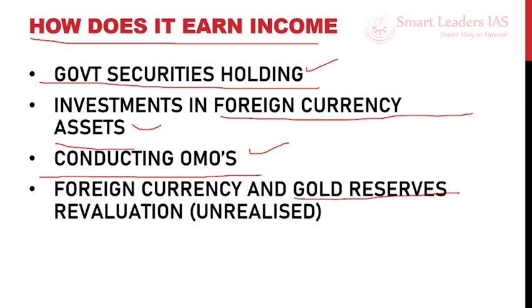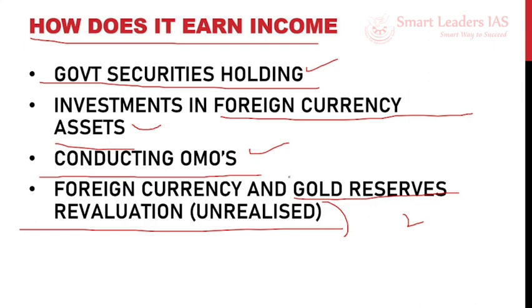Foreign currency and gold reserves. It will also have gold reserves. For example, in 2015, it would have absorbed gold at a rate, let's say, 25,000 per 8 grams. Now, it has become nearly 35,000. So, if it is willing to sell its gold reserve, it will have a higher profit.